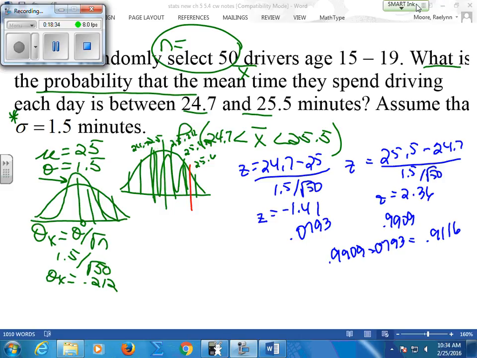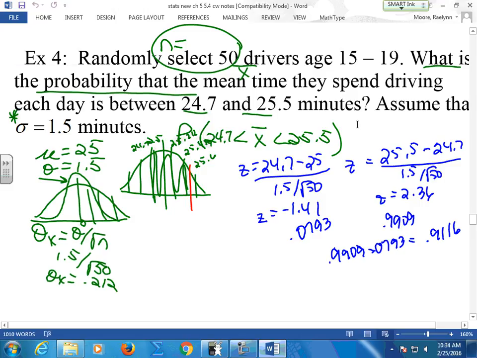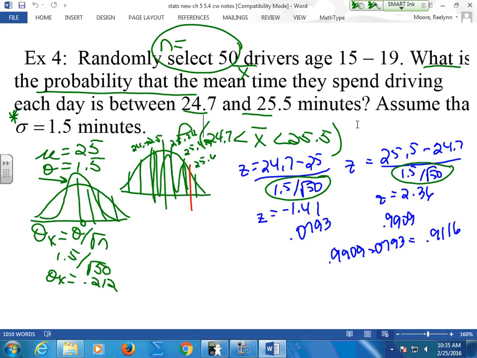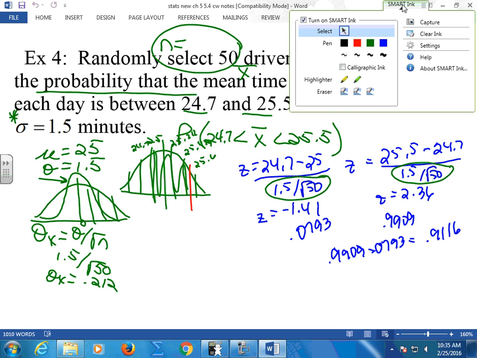Same thing: probability statement, graph, set this out. The only thing different is right here. This is the only different thing. Everything else will work the same. Okay. Let's try another one.